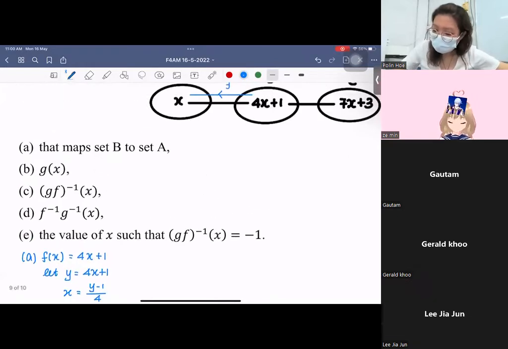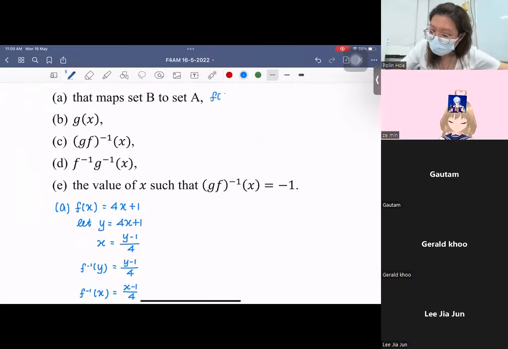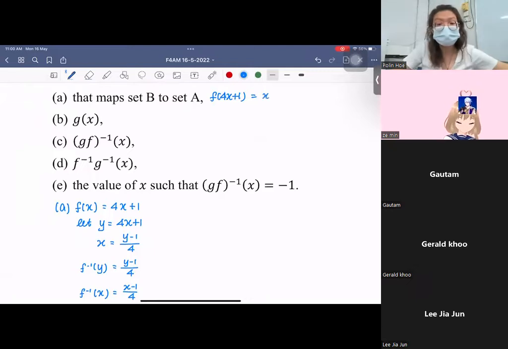You cannot write the answer as f inverse equals 4x plus 1 equals to x, huh? Later your teacher will go crazy. No, cannot, this is wrong.